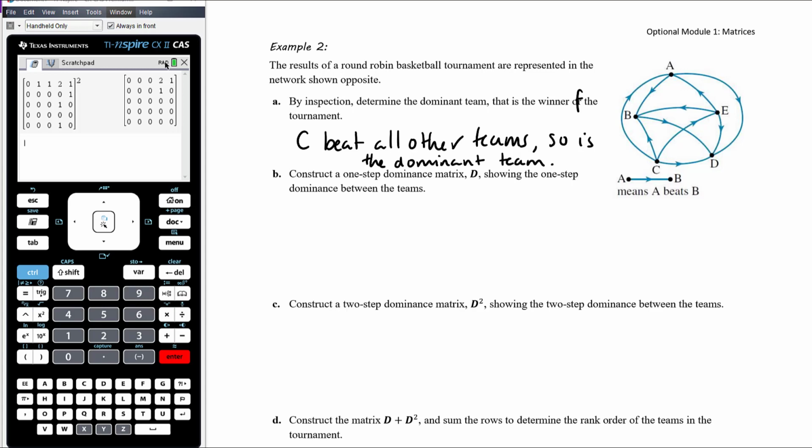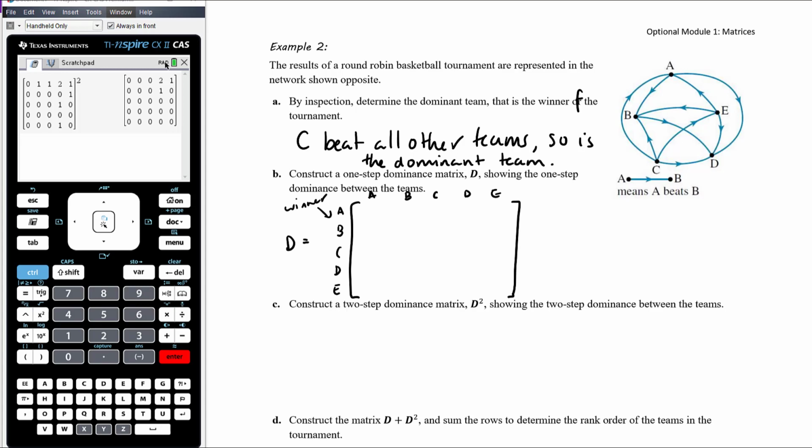Okay, so construct a one-step dominance matrix, D, showing the one-step dominance between the teams. Okay, so let's construct our matrix D. Again, we're going to have A, B, C, D, and E across the rows and columns. And I'm going to use the rows as being the winner. So A beat B would mean a 1 here, and therefore it would mean a 0 here because B didn't beat A, for example. So there's still some symmetry in these matrices, it's just not the same numbers.